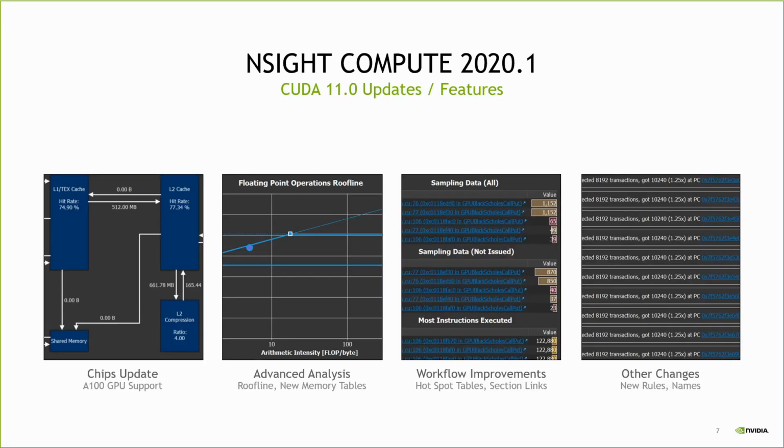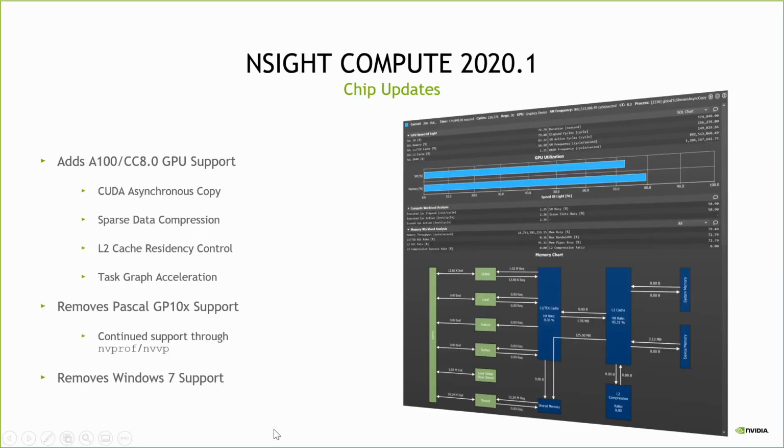For the new version 2021, I want to quickly go over what's new, what we changed in the tool, so that if you have used it already, you know what's happening. We start out with the chips update. We add support for the A100 GPU architecture. And specifically, we cover all the features that are exposed in CUDA 11 for that architecture.